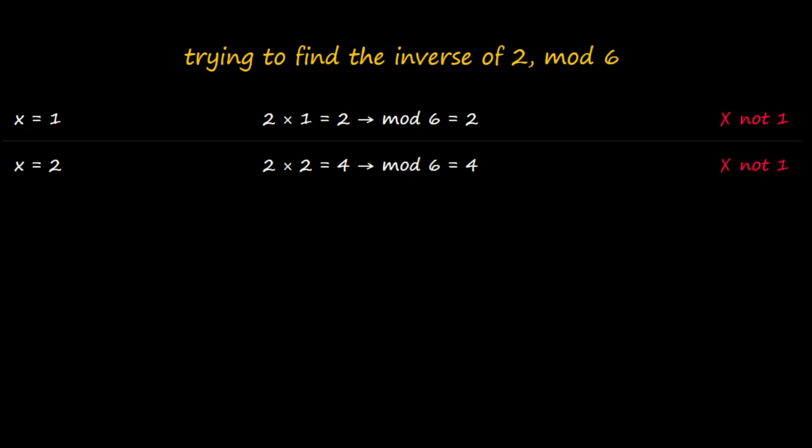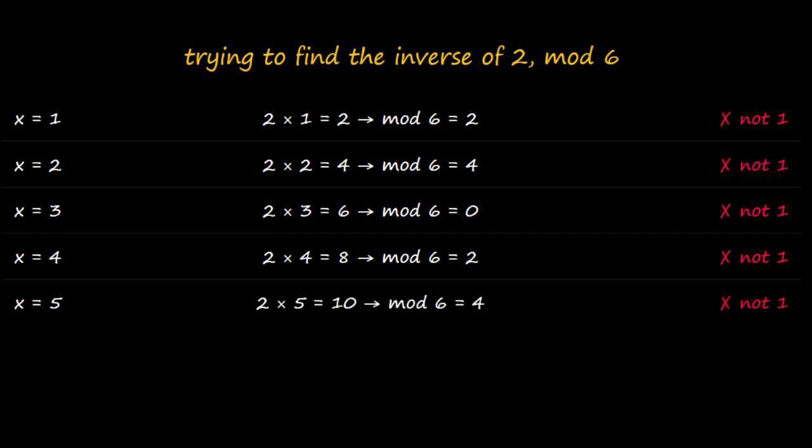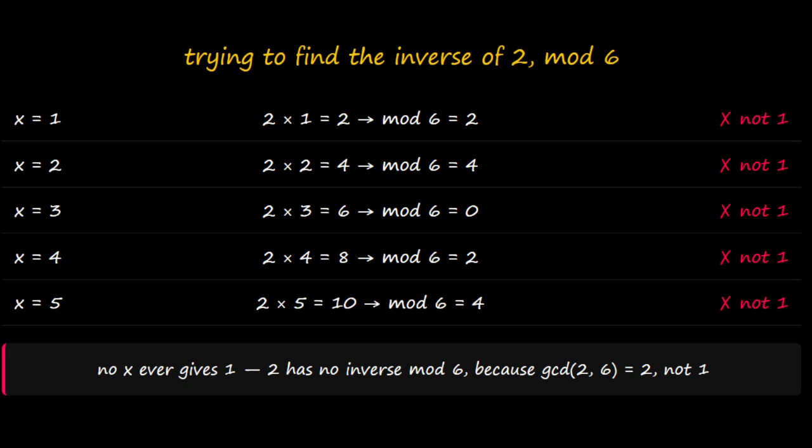Why not every number has an inverse? Not every number has a modular inverse. Let's try 2 mod 6. 2 times 1 is 2. 2 times 2 is 4. 2 times 3 is 6, mod 6 is 0. 2 times 4 is 8, mod 6 is 2. 2 times 5 is 10, mod 6 is 4. No x ever gives you 1.